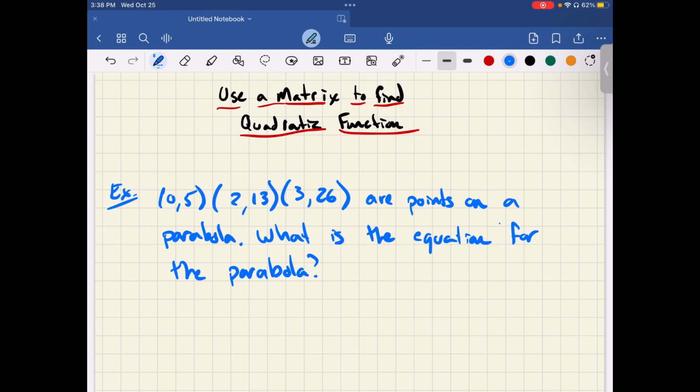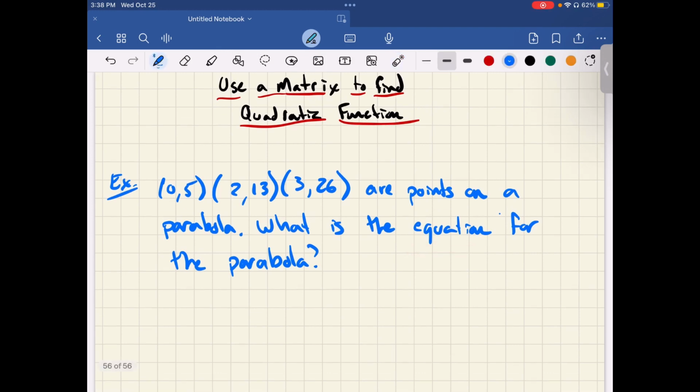All right, in this video, we are going to use a matrix to find a quadratic function. All right, let me show you how we're going to do that. So if we've been given these 3 points and we know that they are part of a parabola, what we want to find is the equation for that parabola.